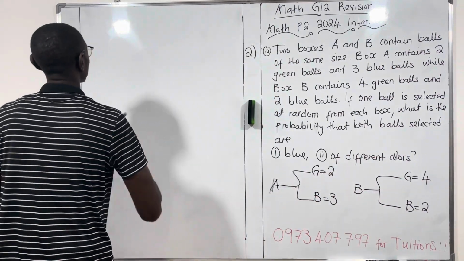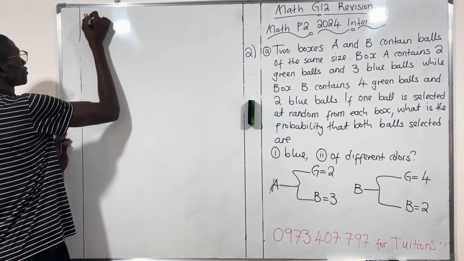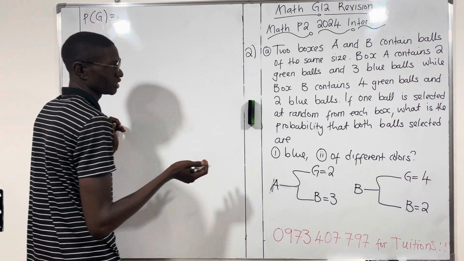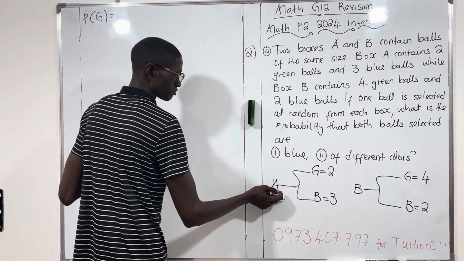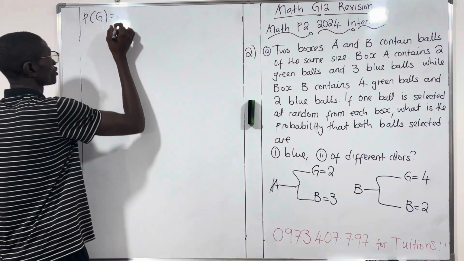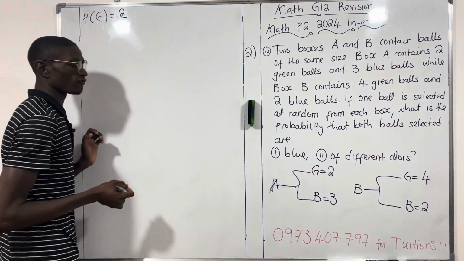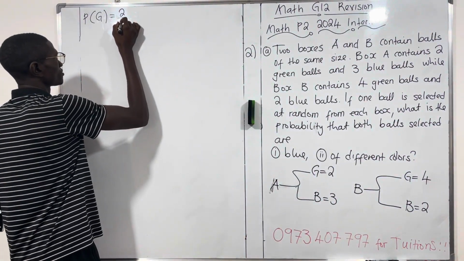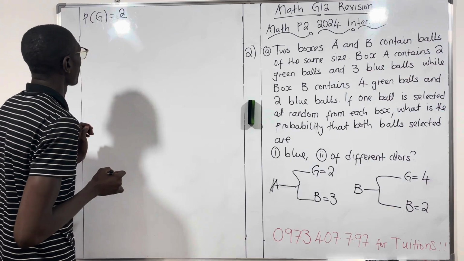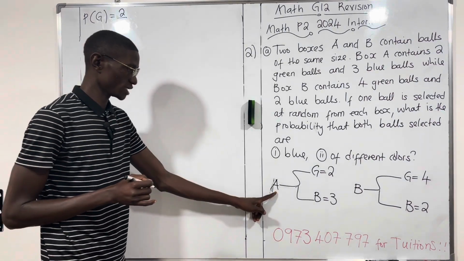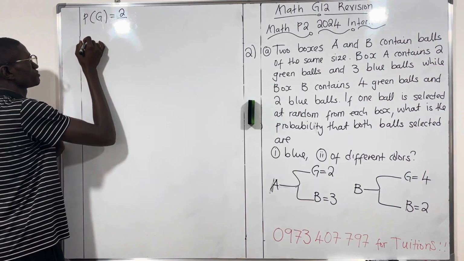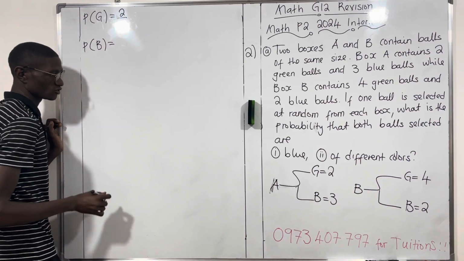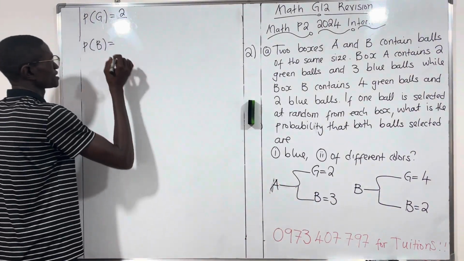So I'm going to say the probability of selecting green from box A is going to be, well, how many green balls do we have in box A? We're starting with box A. There are 2 green balls there. So we're going to write 2 over the total number of balls in box A. So 2 plus 3 gives us 5. This is the probability of selecting a green ball from box A. How about blue from box A? The probability of selecting a blue ball from box A is going to be, how many blue balls do we have? There are 3.